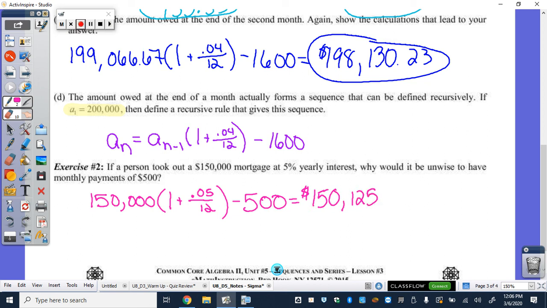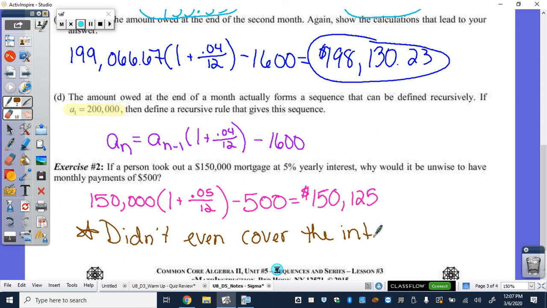You get 150,000, 125. So what's happening? Why is $500 not a good amount? Yeah, they didn't even pay off the interest yet, and they didn't take anything off of the principal. So the fact that it went up means they didn't even cover the interest. So they definitely are going to have to pay more than $500. Or if $500 is what they want to pay, they're going to have to get a smaller mortgage.